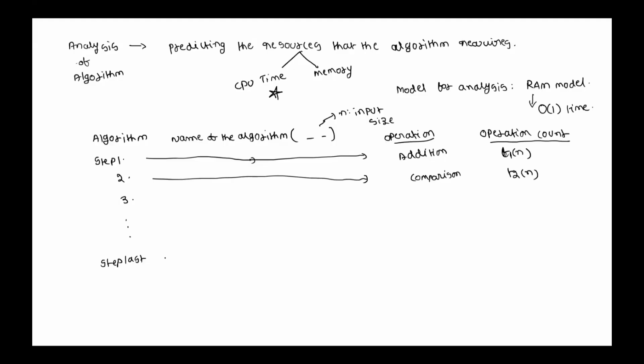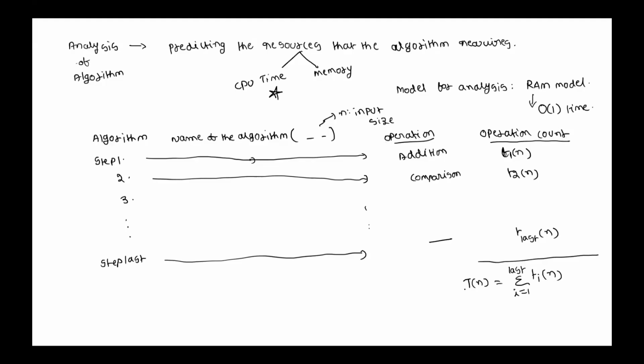In general, here some operation is performed, and this is t last of n. Then total, how many operations are performed? T of n is the sigma, the sum of all these. Same thing we have already discussed. What is this t of n called? Total operation count, loosely speaking the running time of the algorithm, where n is the input size.